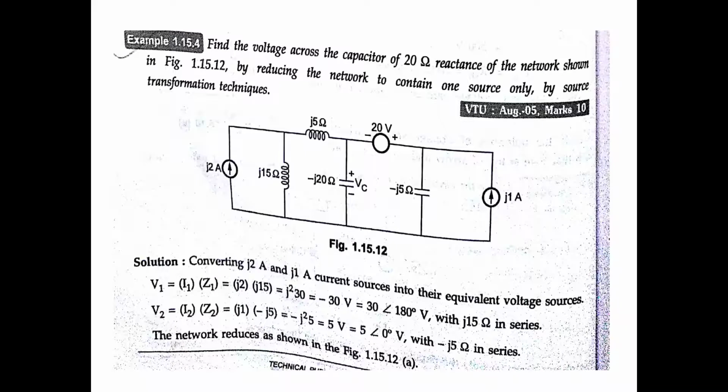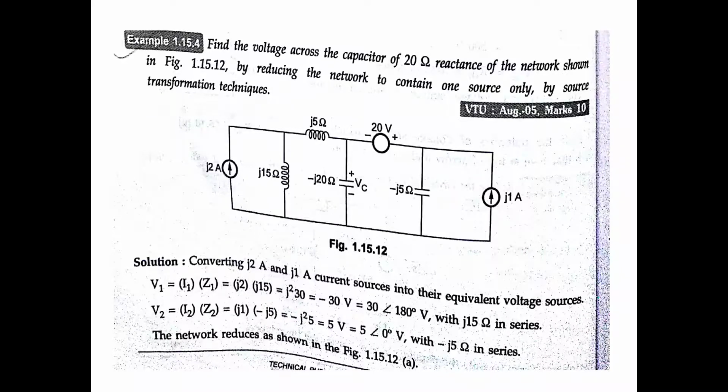Okay, the next problem. Find the voltage across the capacitor of 20 ohm reactance in the network shown in the figure, reducing the network to contain one source only by the source transformation technique. Here is the given network. First we convert the 2 amps and 1 amp current sources. This current source is equivalent to a voltage source.